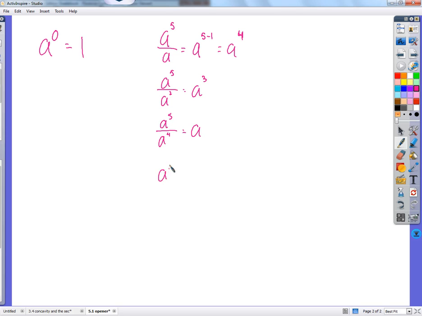Okay, so then we go all the way to a to the fifth over a to the fifth. What would be the exponent? Zero. We got 5 minus 1, that's 4. 5 minus 2, that's 3. 5 minus 4, that's an exponent of 1. 5 minus 5 should give us an exponent of 0. But what is a to the fifth divided by a to the fifth? What's a number divided by itself? 1. It's 1.